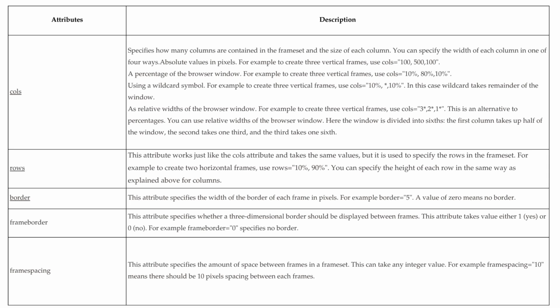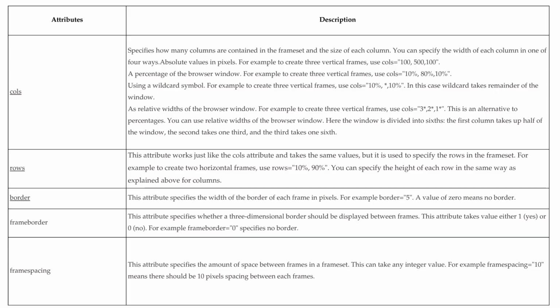Rows. This attribute works just like the cols attribute and takes the same values, but it is used to specify the rows in the frameset. For example, to create 2 horizontal frames, use rows="10%,90%". You can specify the height of each row in the same way as explained above for columns.